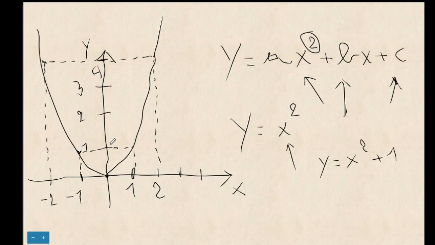So the shape will be completely unchanged. It will shift upwards. As we increase this value, we can shift it further upwards. So what happens when this number is negative, x squared minus 1? We are shifting it downwards here. But again, we have the same function.